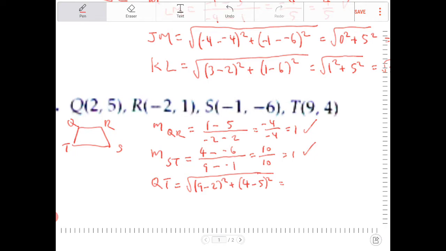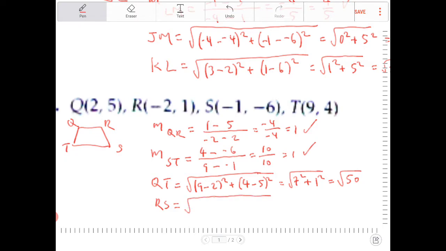And that is going to be 7 squared plus 1 squared, and that's square root of 50. And if it all goes well, then RS should have the same length as QT. So let's see if that's the case.